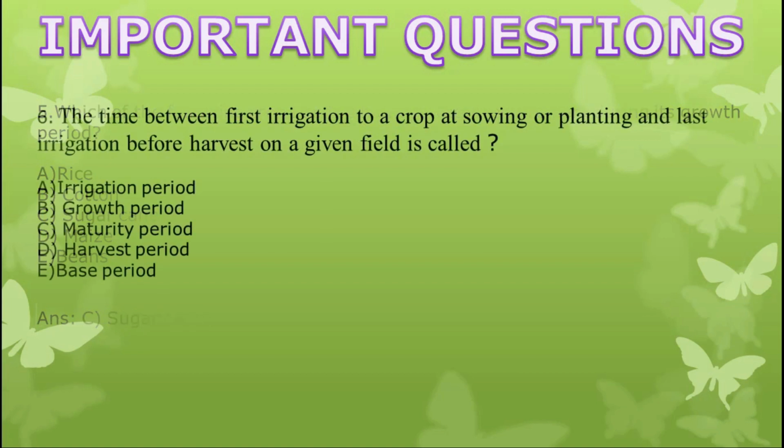Our sixth question: the time between the first irrigation to a crop at sowing or planting and the last irrigation before harvest on a given field is called as irrigation period, growth period, maturity period, harvest period or base period. The correct answer is base period. Base period is the correct answer for this question.